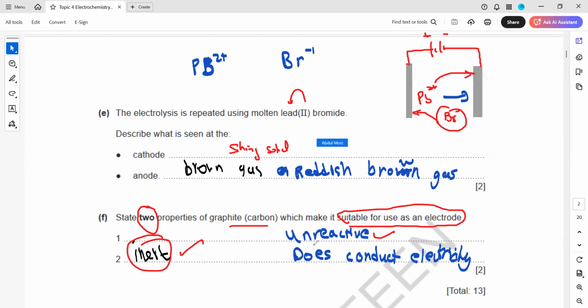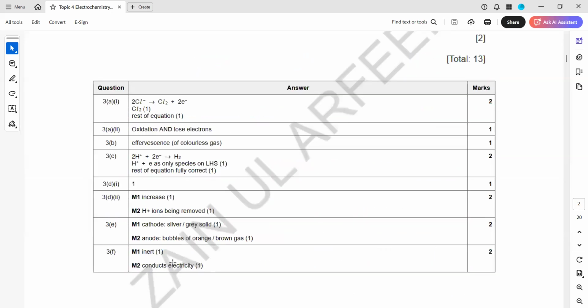Yes, Umar, what's your question? Can we also say it's cheap? Okay, let's see the marking scheme. Only two possible answers are given. Actually, cheap in terms of chemistry, like something being cheap or expensive, is not the reason why we use or don't use it. As you can see here: conducts electricity and inert or unreactive. Is this question clear?